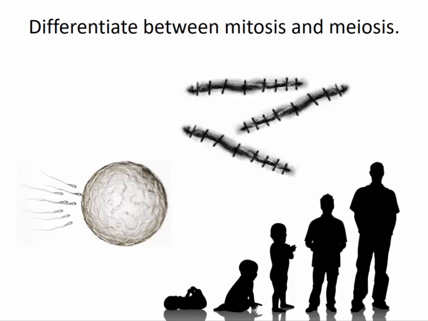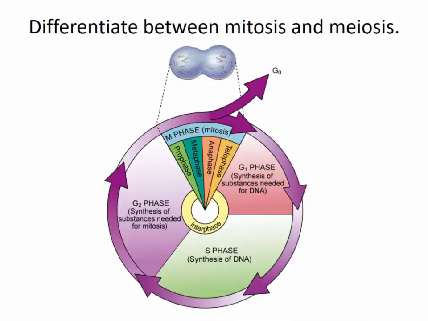Let's go a little bit more in depth in terms of mitosis. Here we have an image of the full cell cycle. There are 2 major phases within mitosis. We'll start with the interphase, shown by the yellow ring at the center of the circle. The interphase is made up of 3 subphases, G1, S, and G2. The second major phase is the M phase, or mitosis phase. It is made up of 4 subphases, prophase, metaphase, anaphase, and telophase.